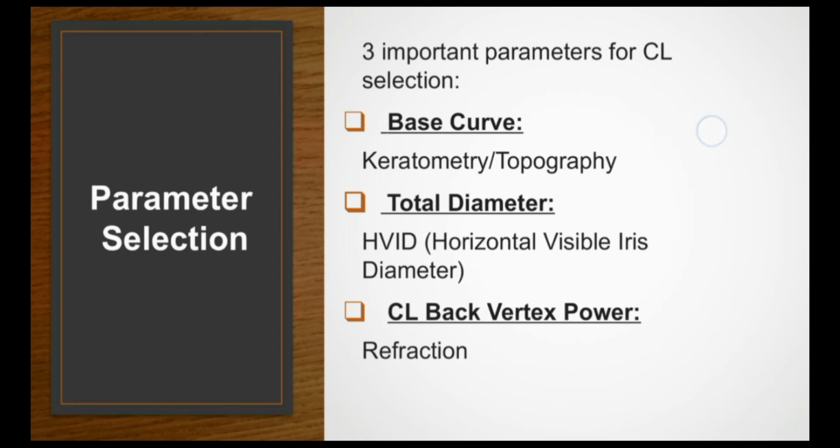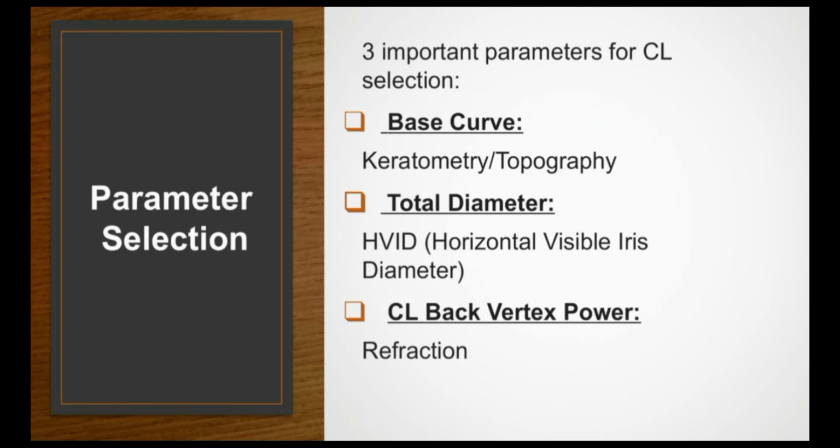How can you calculate the base curve of a patient? You can calculate the base curve with the help of K readings, right? The K readings can be obtained as the radius of curvature in millimeters, either from keratometry or topography. So the radius of curvature of the cornea in millimeters can give you the base curve.